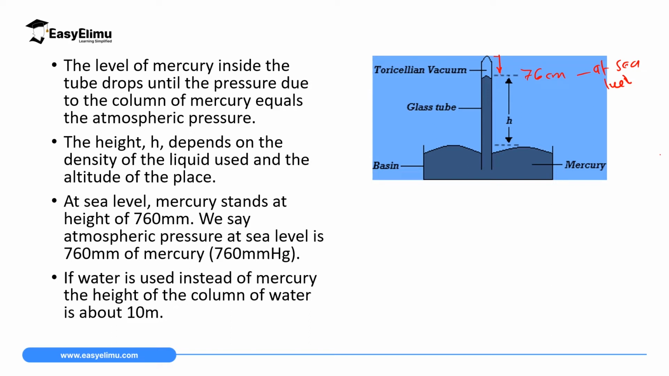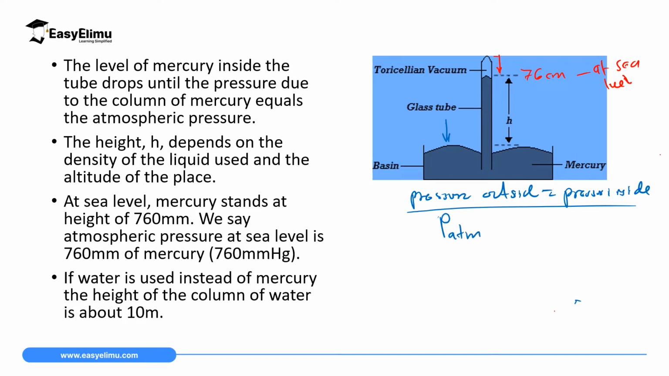What does that mean? It means at the point where it stops dropping, pressure outside is equal to pressure inside. Now, what pressure is from outside this tube? We have atmospheric pressure. So here we have pressure due to the atmosphere, which is outside, and it will be the same as pressure inside.